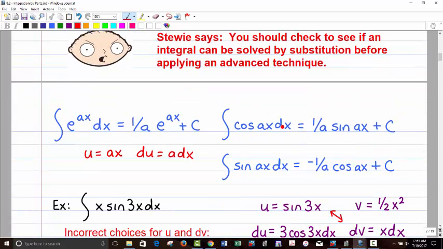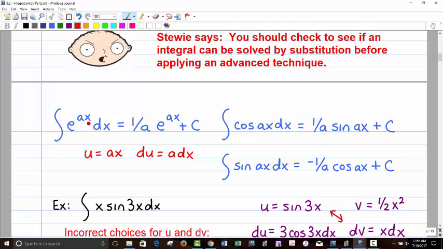Now these three rules right here are kind of good to know. It'd be a good idea to commit them to memory. It'll make the process faster for you when you're doing integration by parts like this. But you can formally derive each one of these by substitution real easily.